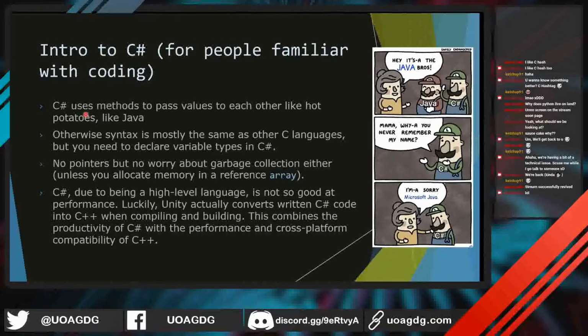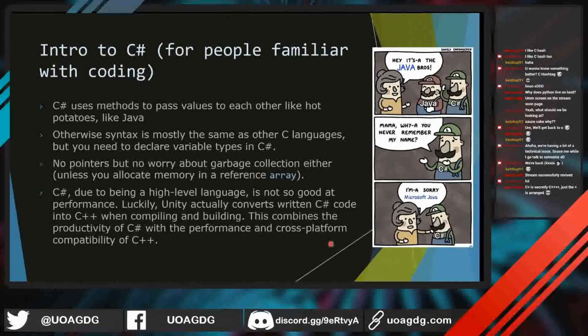So C# uses methods to pass values to each other using dot notation, like hot potatoes. Otherwise, the syntax is the same as other C languages. I will repeat that you need to declare variable types in C#, because otherwise they'll throw a huge error and spit in your face, basically.